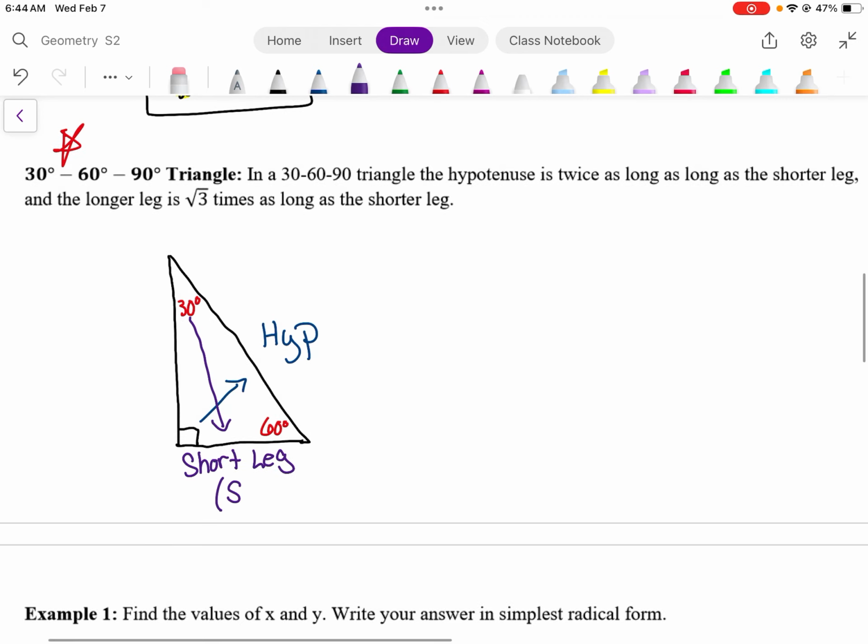And we're going to abbreviate that SL. And then the side opposite of the 60-degree angle is going to be the long leg. And we are going to abbreviate that one LL.